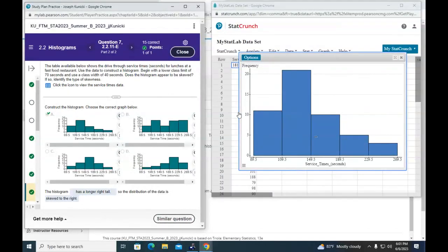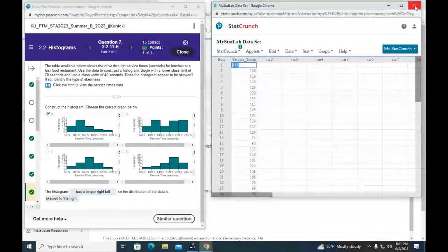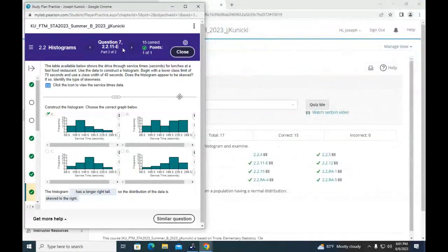As long as you got the raw data, you can use the histogram. If you don't, it's hard to do. I've tried a lot of different ways. It just doesn't work. That was 11, 13.